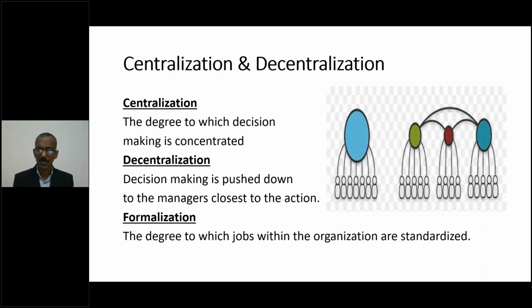Then another element. Actually, I should have written it in the next slide, but just to save slides, I have written it here itself. Last element, I think, is formalization: the degree to which jobs within the organization are standardized. If you say very strictly, this is how you should do your job, everything is prescribed, the employee has no discretion at all. He just has to perform as per the instruction. Then we say the job is highly standardized, high formalization. Suppose you give discretion to the employee: this is what you have to do, do it in your own preferred way. Now the employee has discretion. Low formalization. So formalization may be high or low.